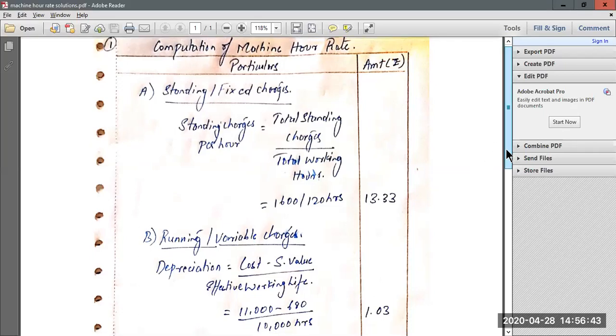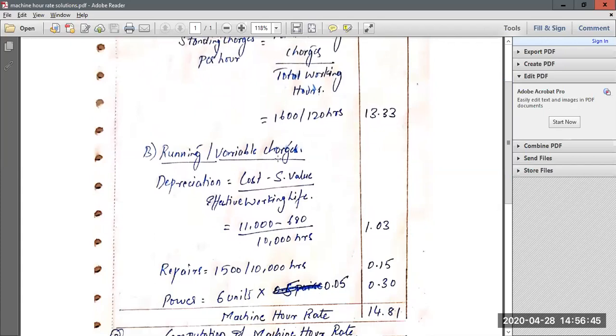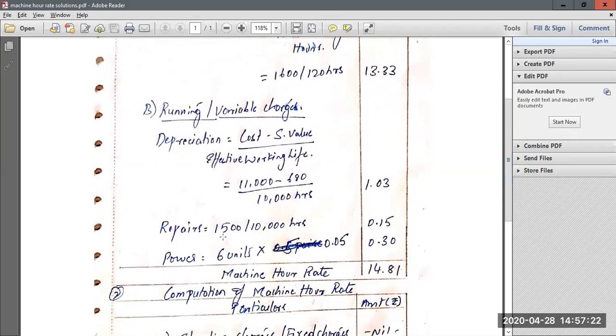After that we have to look out for running charges. In running charges, I told you there will be depreciation, repairs and maintenance. Apart from this there will be no other expenses under running or variable charges. Now we have to compute depreciation using this formula: cost minus scrap value divided by effective working life. The cost of the machinery given in the question is 11,000 and scrap value is 680. So 11,000 minus 680 we divide by the effective working life of 10,000 hours, and you will get 1.03. This will be your depreciation per hour. Now again they have given repairs 1500 for effective working life.